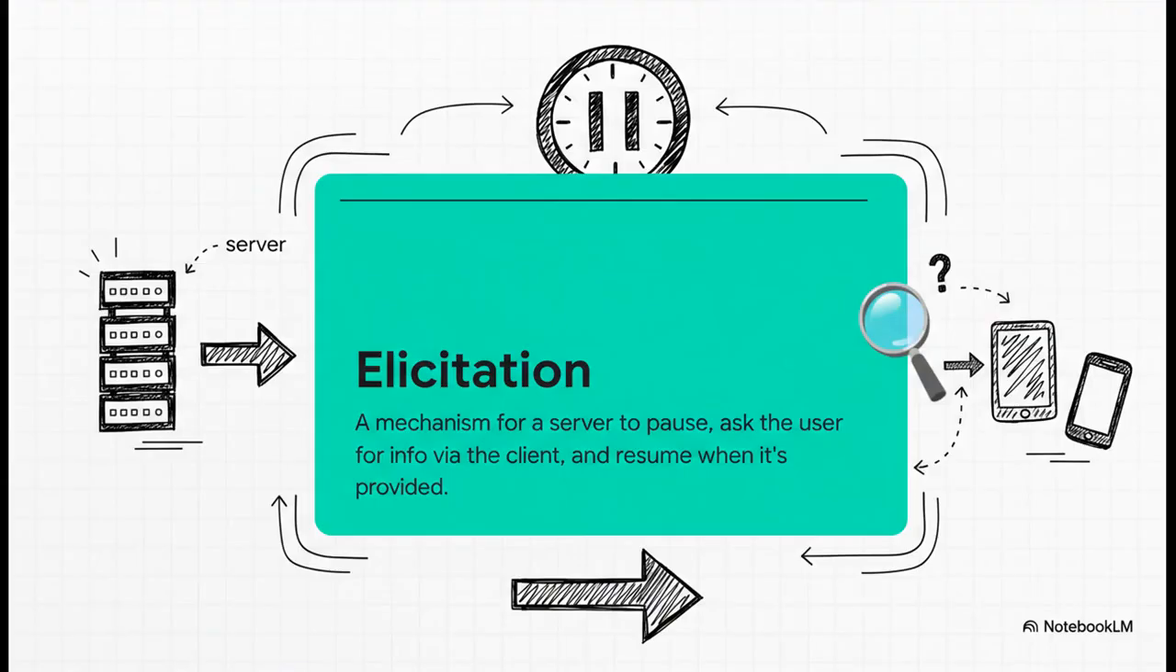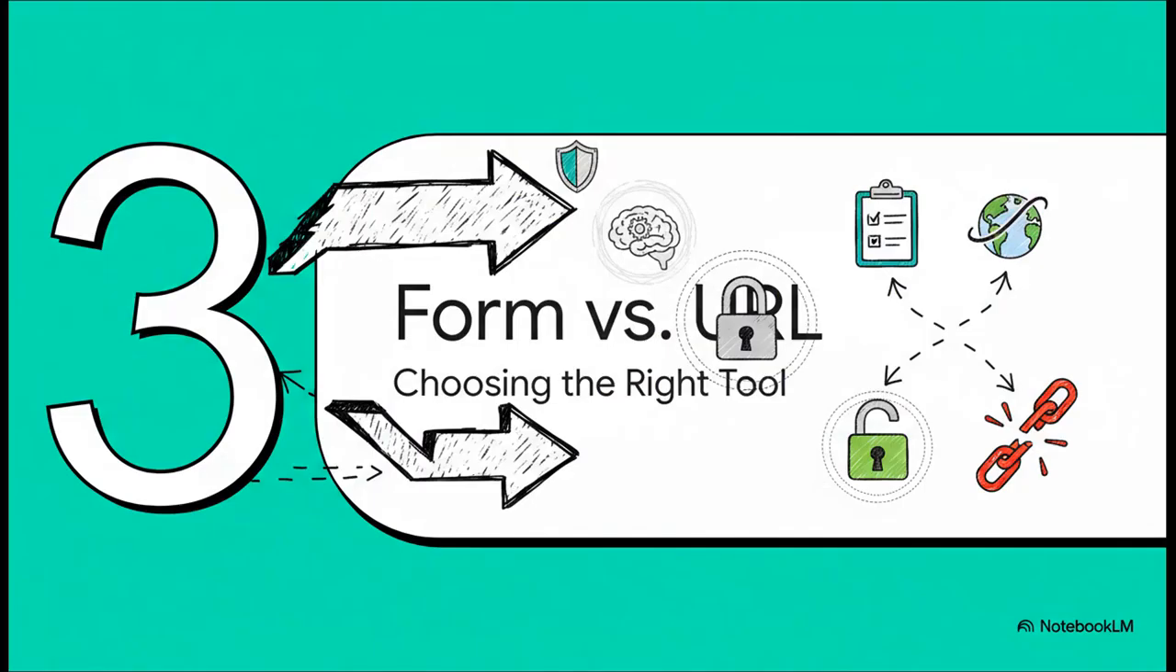So let's get down to brass tacks. What is elicitation really? Well, here's the formal definition. It's a standardized way for a server to just hit pause on what it's doing, turn to the user through the client app, and ask for more information right then and there. Once it gets that info, it just picks up right where it left off. You can almost think of it like an interactive parameter resolver baked right into the protocol itself. Pretty neat, huh?